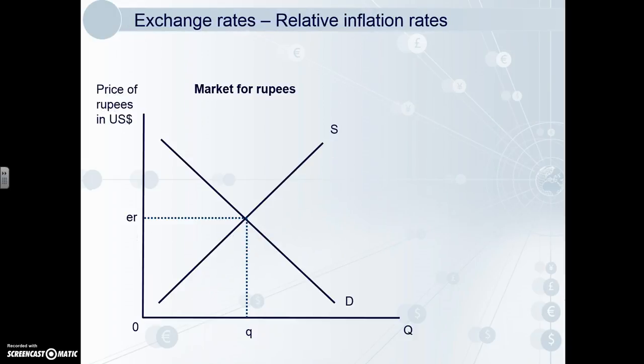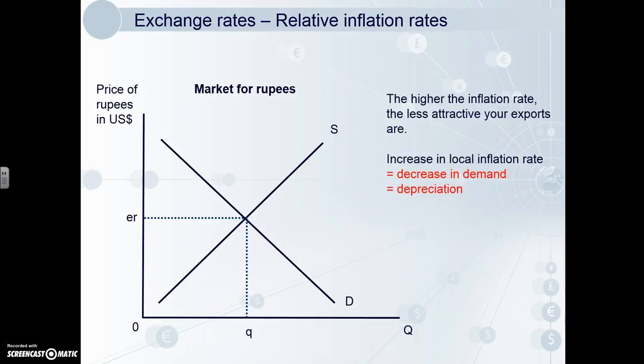Next is relative inflation rates. If the inflation rate of India increases relative to its trading partners, their exports are now more expensive to buy, meaning that less will be bought. We learned earlier that a change in the amount of exports will affect the exchange rate. And here we see a decrease in demand for the rupee as a result. Therefore, a depreciation. But we're not done on this.